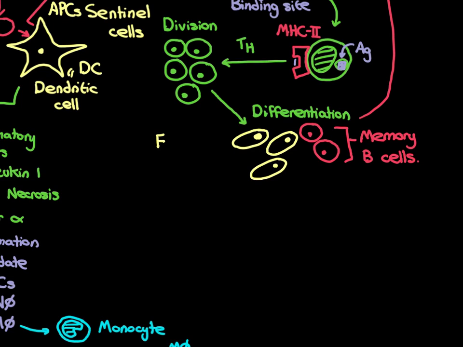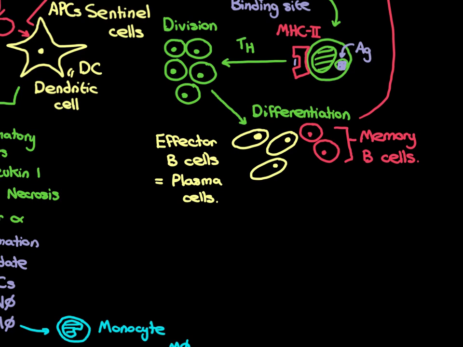So these cells here, these are effector B cells, and you probably are aware that effector B cells have another name, a name that's more commonly seen. And they're called plasma cells. So these are the major cells of the B cell response.